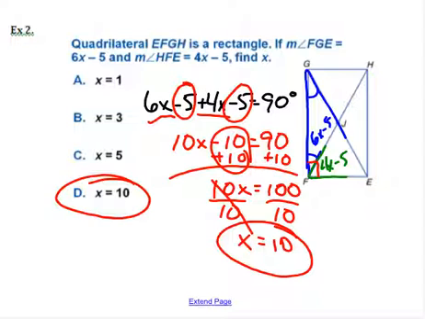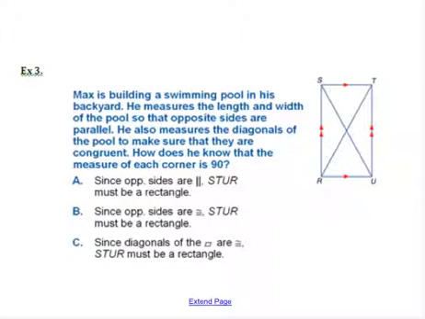Well, let's keep going. All right, example 3. Max is building a swimming pool in his backyard. He measures the length and the width of the pool so that opposite sides are parallel. He also measures the diagonals of the pool to make sure that he knows that they are congruent. How does he know that the measures of each corner is 90 degrees?